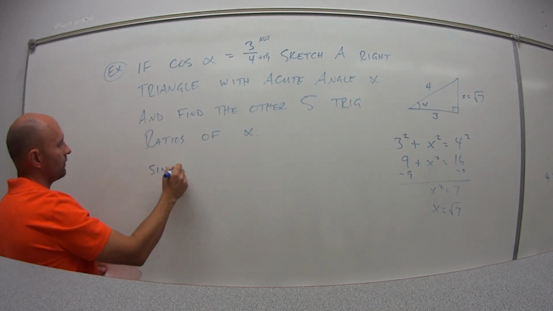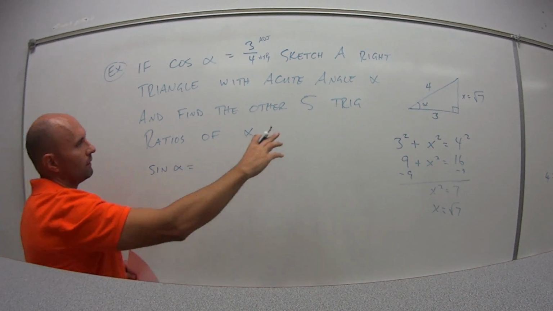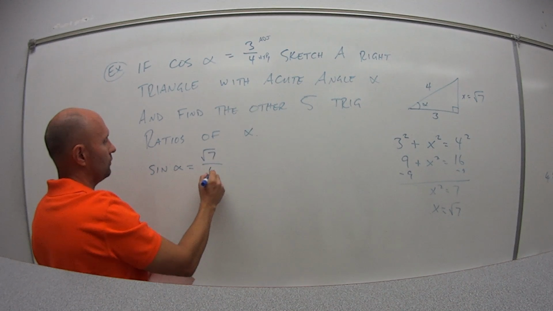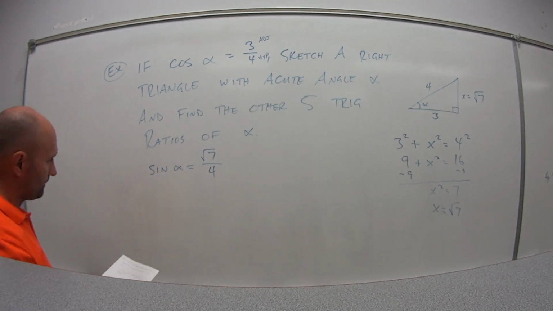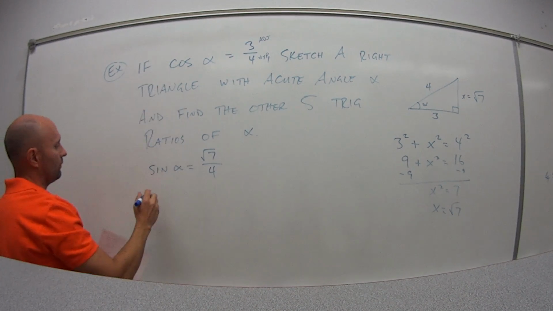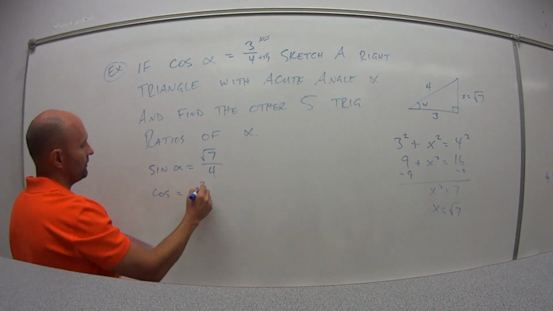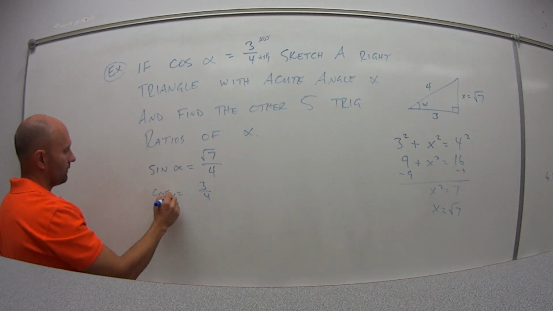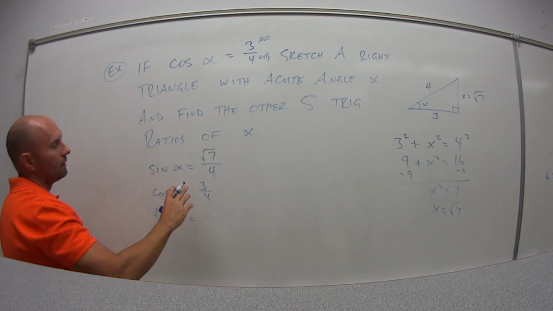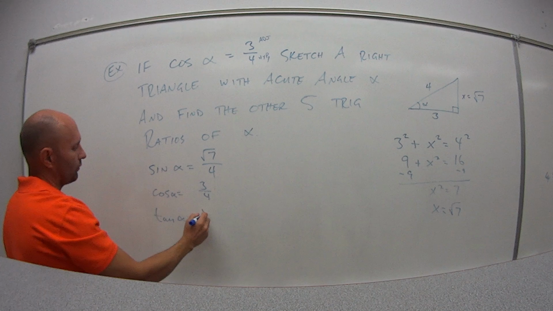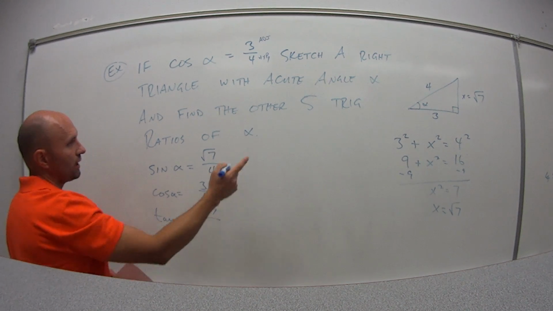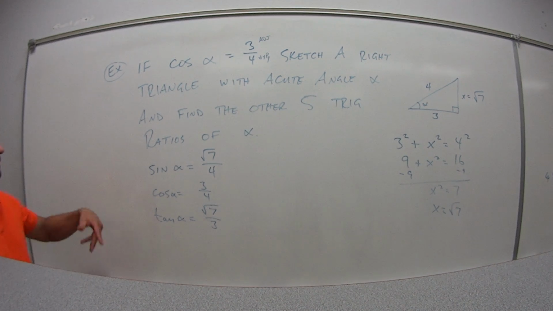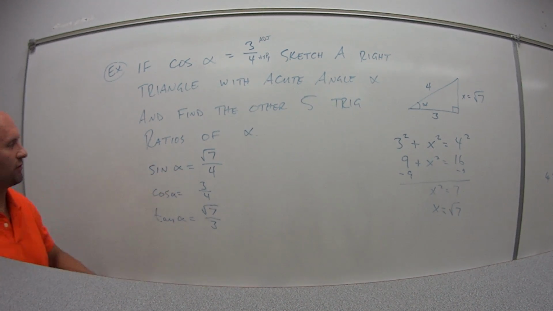So sine of alpha is opposite, which is square root of 7, over hypotenuse, which is 4. Cosine we already had is 3/4. Tangent of alpha is opposite, square root of 7, over adjacent, which is 3. So now our other values are just the reciprocals of these.